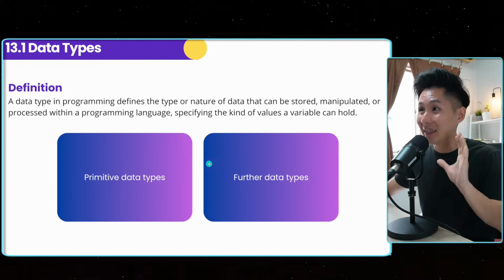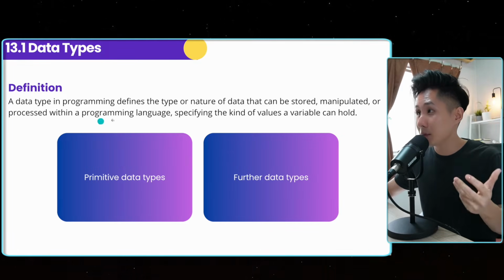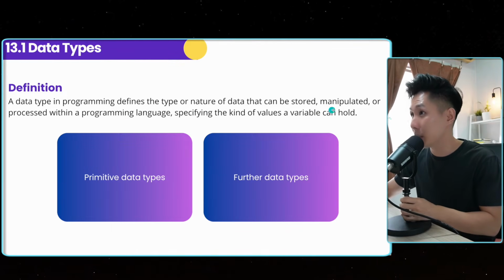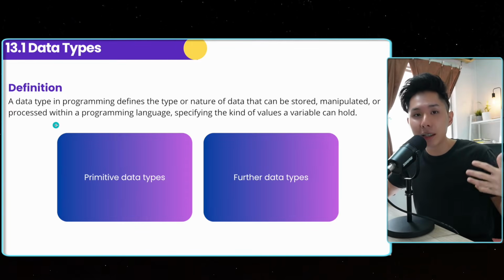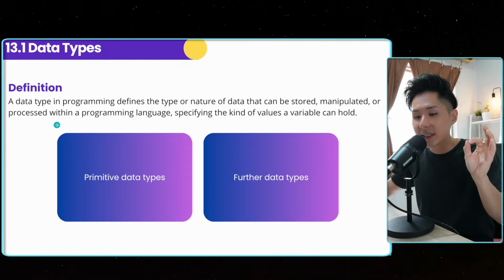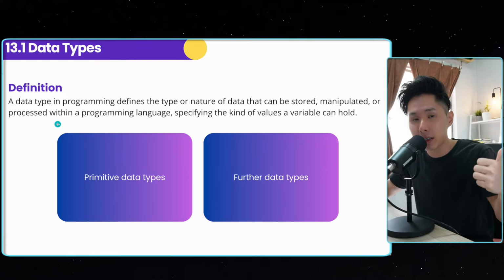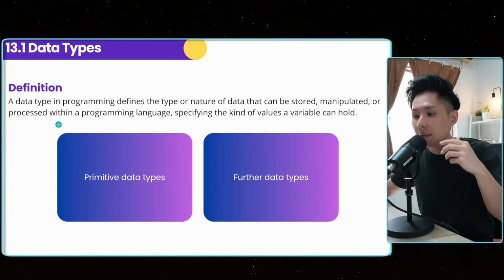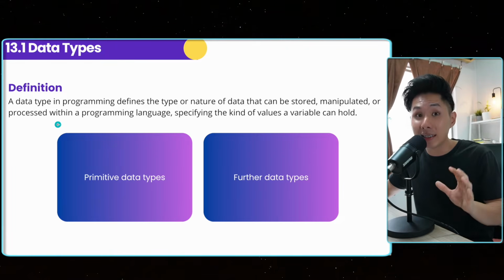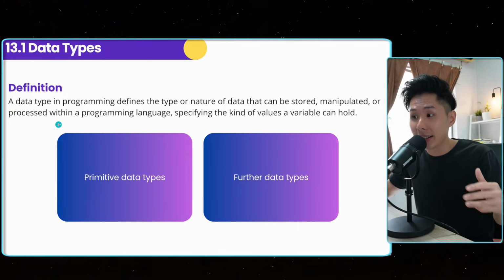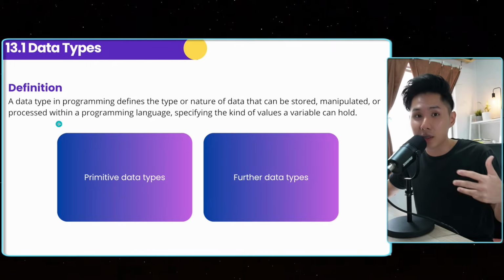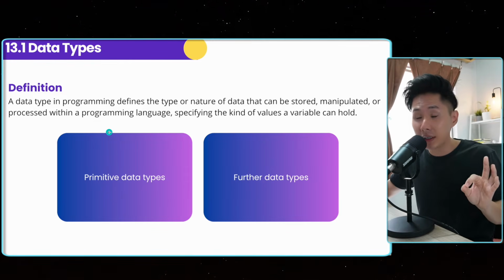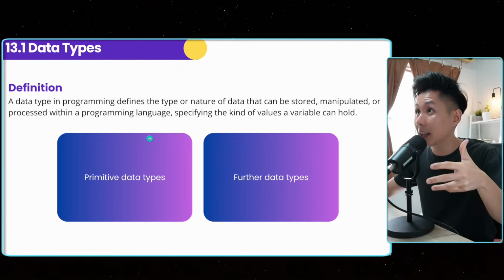So let's look into what data type is. A data type in programming defines the type or nature of data that can be stored, manipulated, or processed. Basically, we are telling the computer what is the type of this data. Is it a character or a number? Because as we learned in chapter 1, different data needs to be represented differently using binary. Characters use ASCII, numbers you need to do the binary conversion. So data type is important for the computer to know what type of data this is.